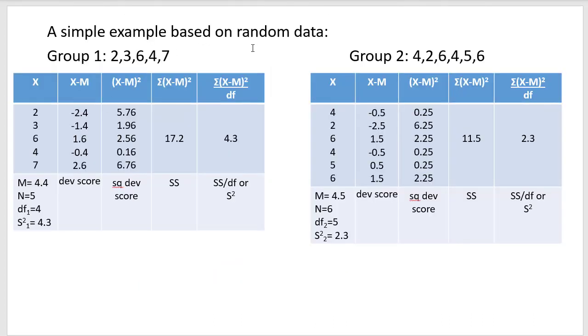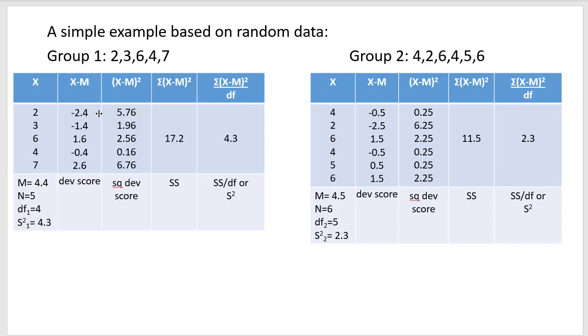So here's an example based on some random data, and whatever it is, I like to call everything a happiness scale. It's kind of optimistic, I guess. But let's say that we asked two groups of people about their happiness, and let's just say it's males and females. Let's say the males responded like this. We had 5 males, and I said, how happy are you on a scale of 1 to 7? And they said 2, 3, 6, 4, 7. So the 5 scores were 2, 3, 6, 4, 7. And for females, it was 4, 2, 6, 4, 5, 6.